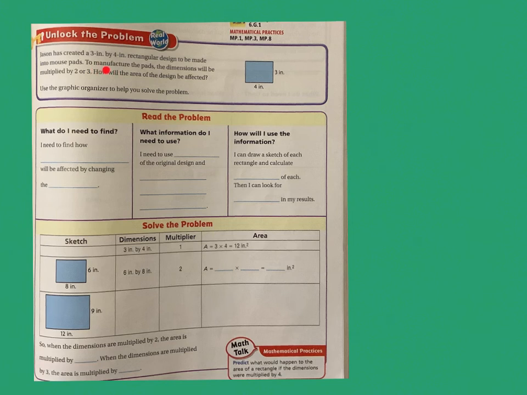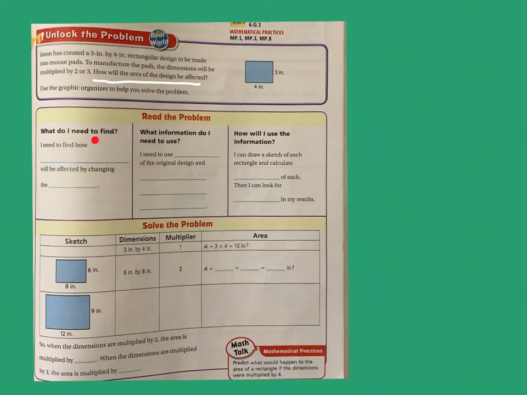They say to manufacture the pads, the dimensions will be multiplied by 2. The dimensions, the lengths, will be multiplied by 2, 4 times 2, 3 times 2, or maybe multiplied by 3. So 4 times 3, 3 times 3. And so we probably could pretty quickly do the calculations of how that changes our dimensions, but their question is, how will the area of the design be affected? Remember, area is length times width, the whole flat surface.